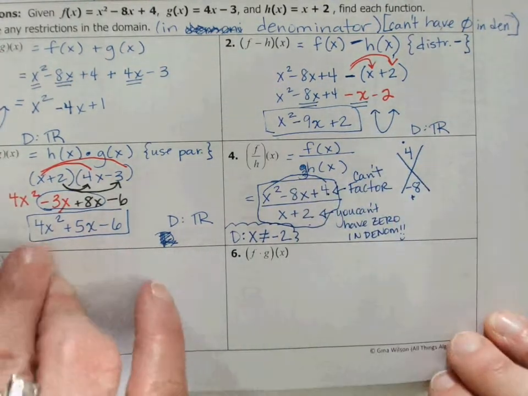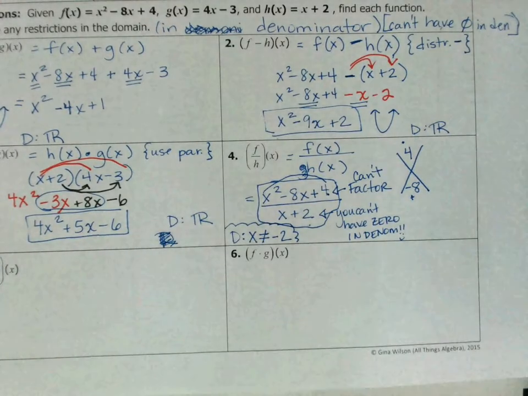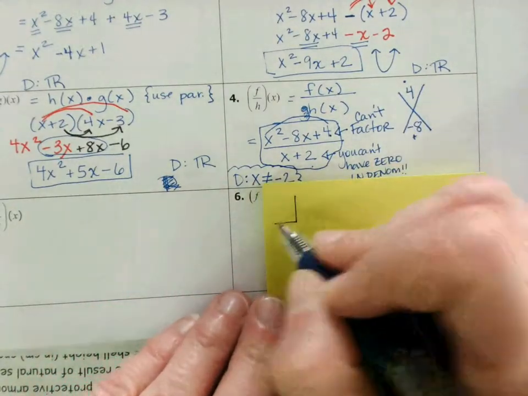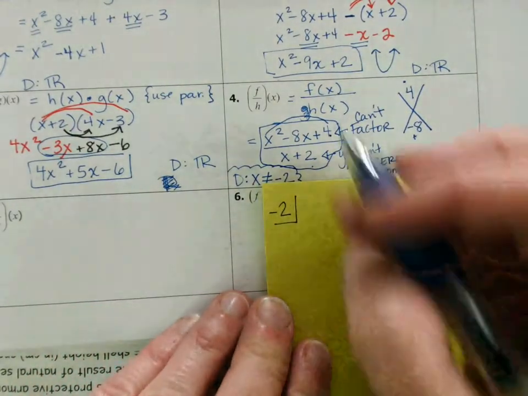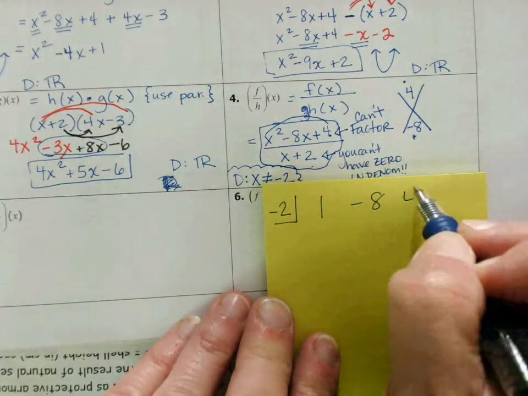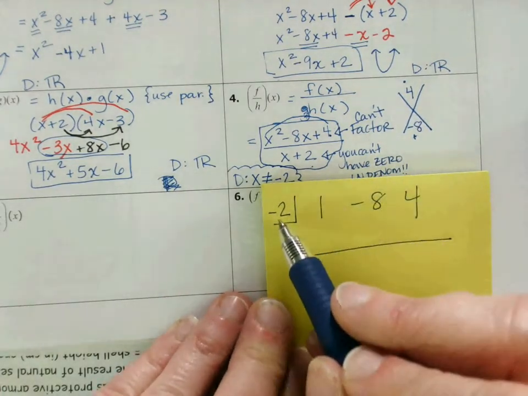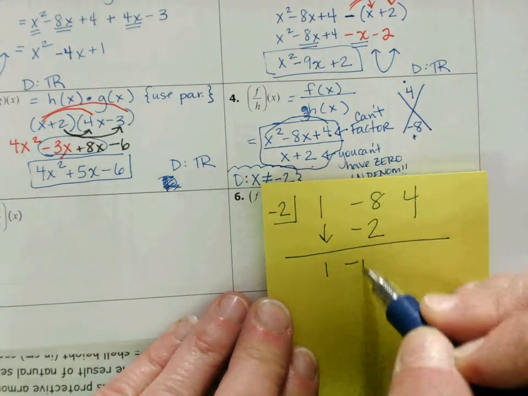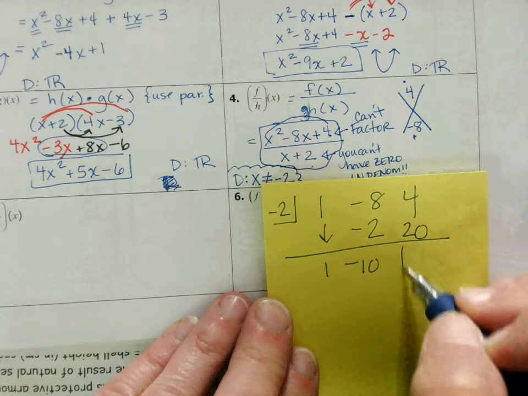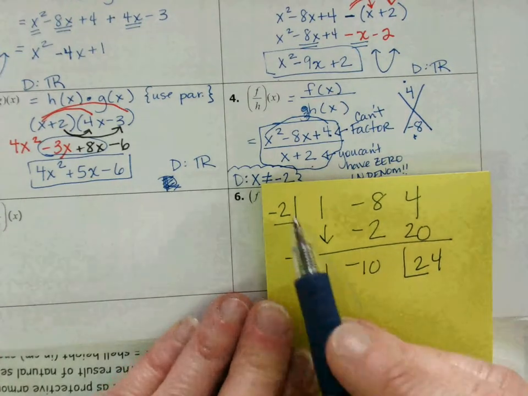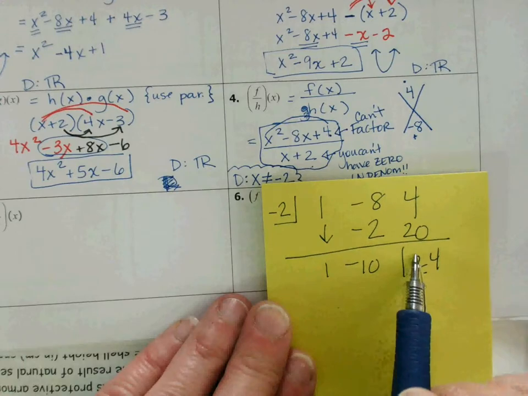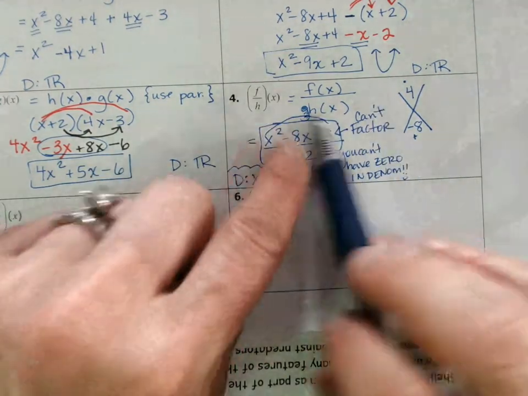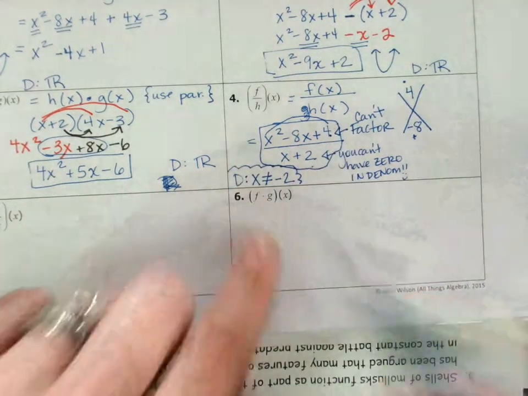Another way, Allison just said, she was like, well, can I do synthetic division to see if it would factor? And I could try 1, -8, and 4. Notice I used a -2 right there. And I could do this. And I get 24. That means that x equals -2 does not go into it because I didn't get a 0 remainder. Okay? So there are a few different ways to look at that. So you couldn't reduce that one at all, and x can't equal -2.